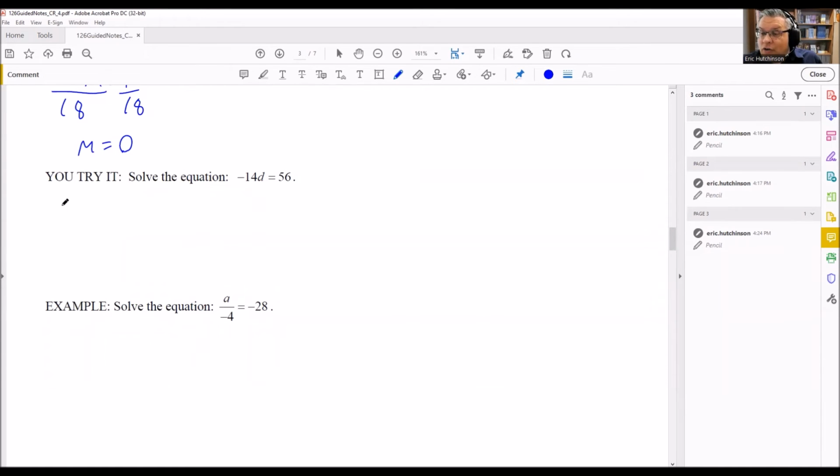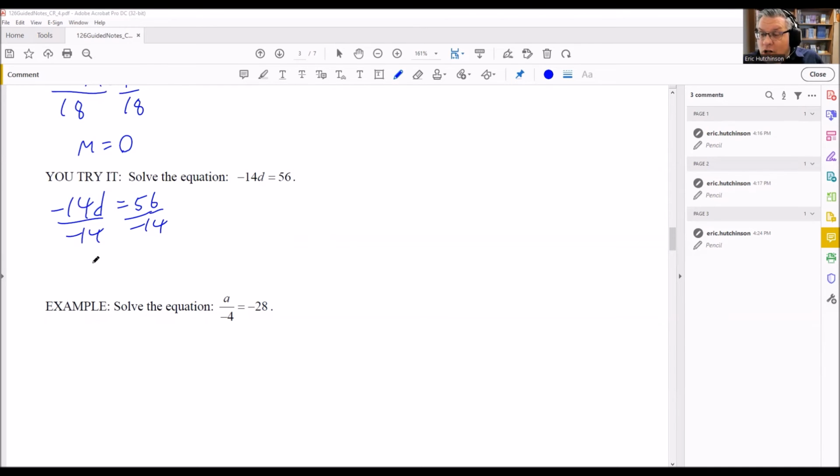Next one, you have negative 14d equals 56. Now you want to get the d to be by itself. So whatever number is in front of the variable, that's the one you want to divide by. So I'm going to divide both sides here by negative 14. Again, make sure you remember to use the correct sign. Another thing I see people making a lot of mistakes with here is forgetting to put the minus sign there. It's a very common mistake. So don't forget to do that. Make sure you divide by it.